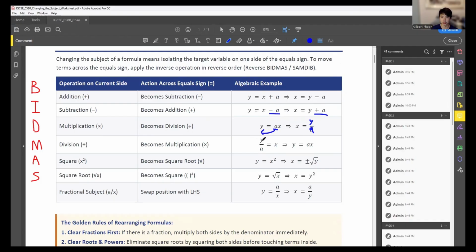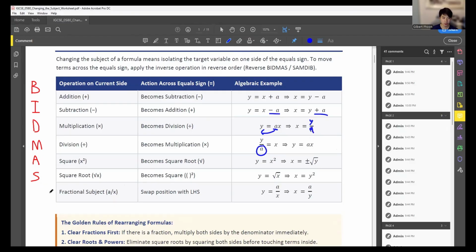Y over a is also read as y divided by a. And therefore, bringing the a over, I will make it so that it is a times x. Square bringing over to the other side will become square root. Square root bringing over the other side will become square.